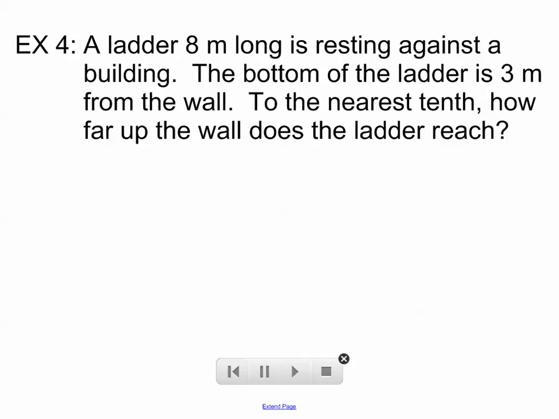All right. How about a real-world application here? A ladder 8 meters long is resting against a building. The bottom of the ladder is 3 meters from the wall. To the nearest tenth, how far up the wall does the ladder reach? Again, I think a diagram is going to help me. So here's my building. Put a door on there and some windows.